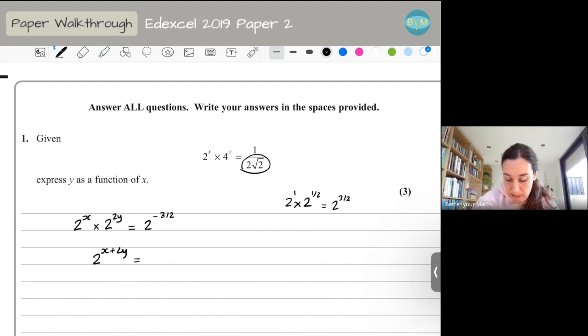It is going to be equal to 2 to the power of minus 3/2, which means the exponents must be the same, both sides being the same. So I have that x plus 2y is going to be minus 3/2.